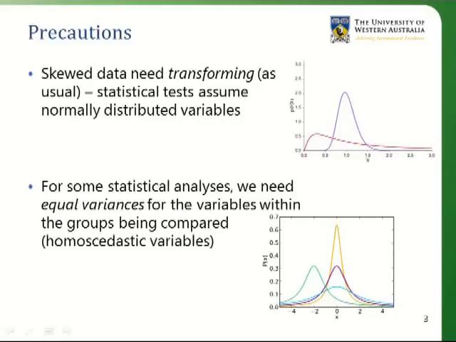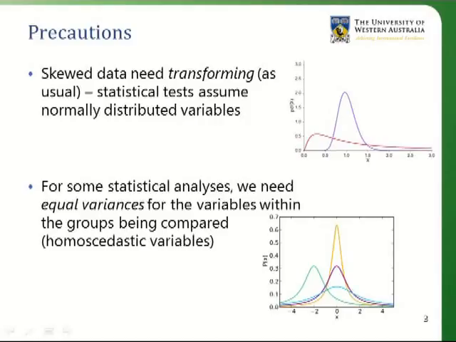So first of all, the usual precautions. We already know about the first one, and that's skewness. We need to have data which are at least approximately normally distributed, and we should check for that visually and with the Shapiro and KS test statistics.